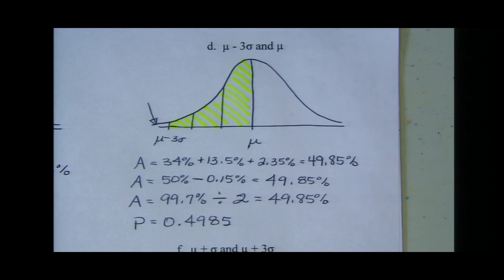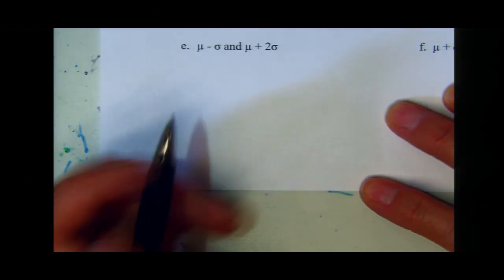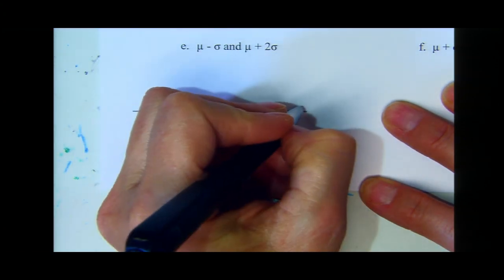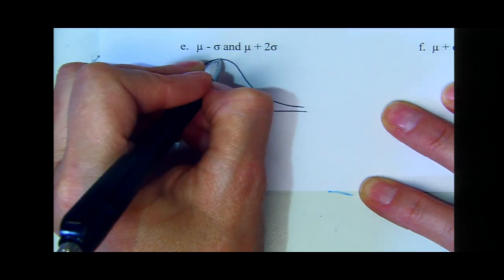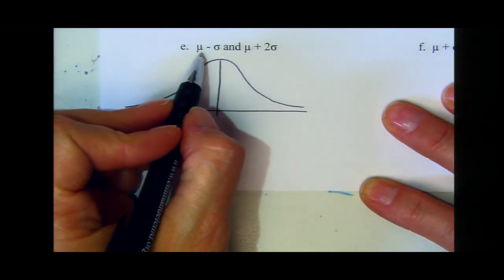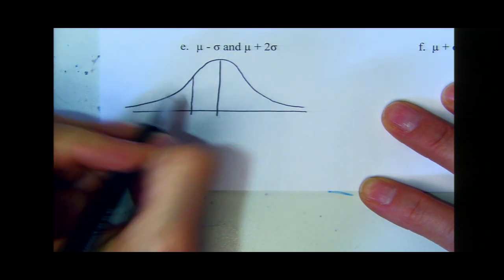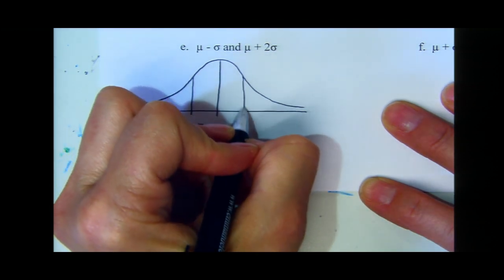Now, in all of the examples that we have done so far, mu has been one of our vertical lines. That will not always be the case. Now, I'm going to go ahead and draw mu, but it's not going to be what I shade to, but I just do that so I can cut my normal curve in half. But this says go -1 standard deviation and +2.